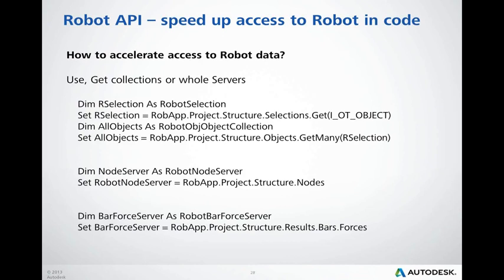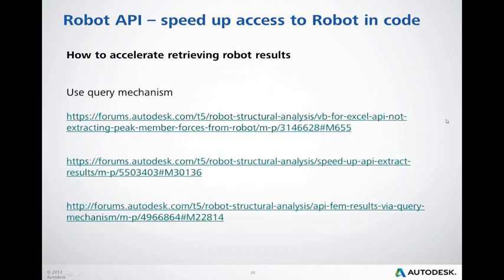How to accelerate access to Robot data? In case of large models and a large amount of data we want to retrieve, it's recommended to use GetCollections, create collections, and then also use GetWhole servers like node server, bar server, result servers, reaction servers. Another way of accelerating retrieving Robot results: use the query mechanism. Examples can be found under the links on the forum.